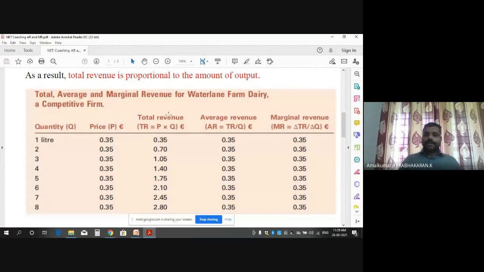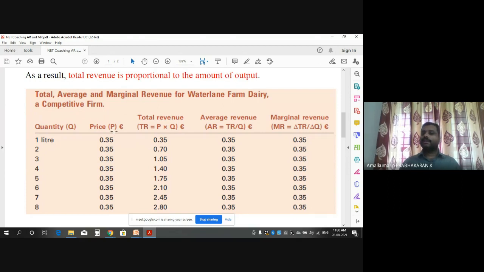This is a computation of the total revenue, average revenue, and marginal revenue. This is the quantity sold, Q. Q represents the quantity sold in liters, 1 liter to 8 liters. This is the price level. The price is fixed based on market conditions. No other factors affect it; the quantity sold does not affect the price level. The price is constant at 0.35 euro. This symbol is the euro; this example is taken from a foreign book, which is why the euro symbol is used.